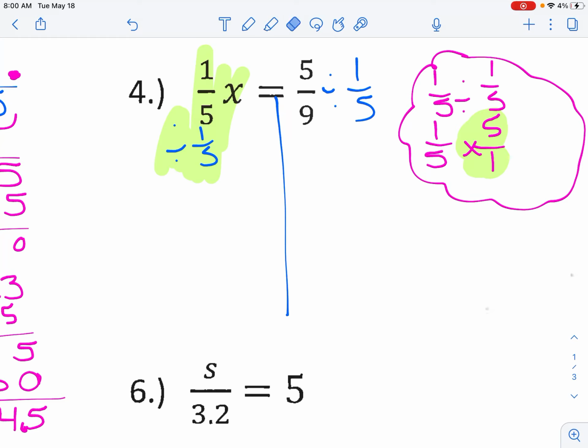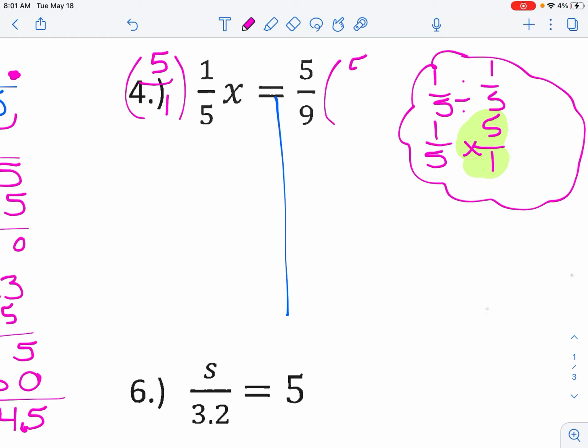So I'm going to come back over here. Instead of writing divided by 1/5, I'm actually going to write times 5/1, which is dividing by 1/5, right? Because over to the right here, I showed you how we do keep, switch, flip. If I multiply the left by 5, I have to multiply the right by 5. So on the left side, your 5s are going to cancel, and all you have is an x. On the right side, we've got 5 times 5 is 25 ninths.